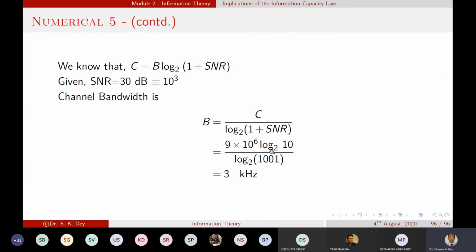Okay, so how can we write this thing, log 10 base 1 by 1000, or log 1000? What value do we write? We would write 1001 as approximately 1000, and we can write 1000 as 10 to the power 3, and 3 times log 10. Just consider 1001 as approximately 1000. It will come 9 into 10 to the power 6 divided by 3.